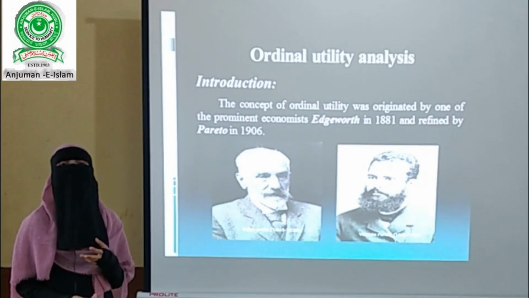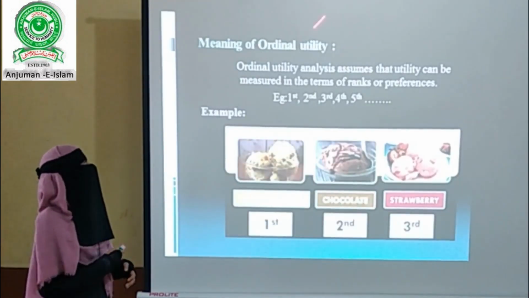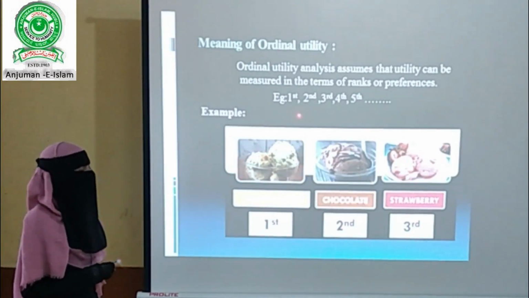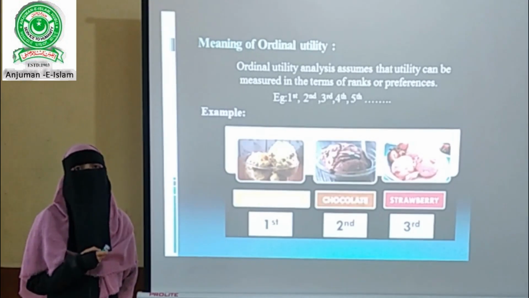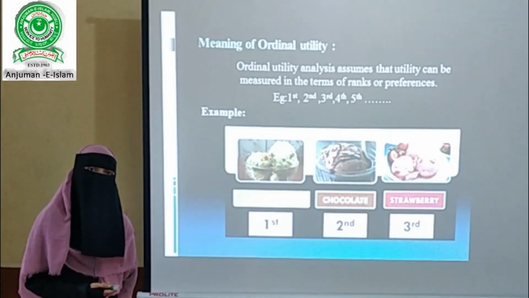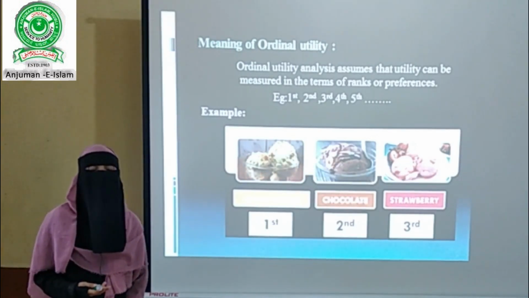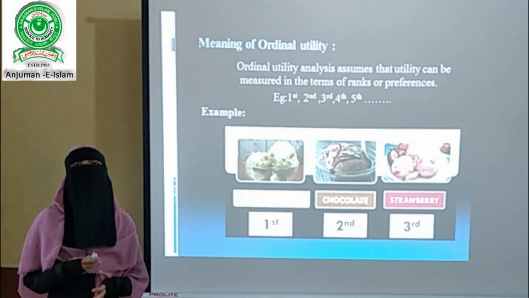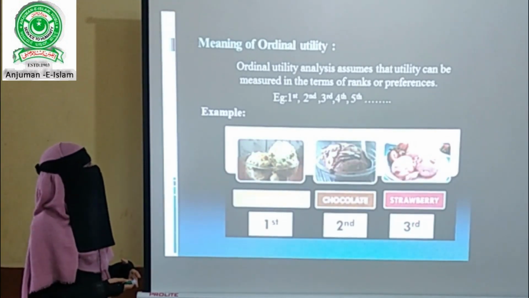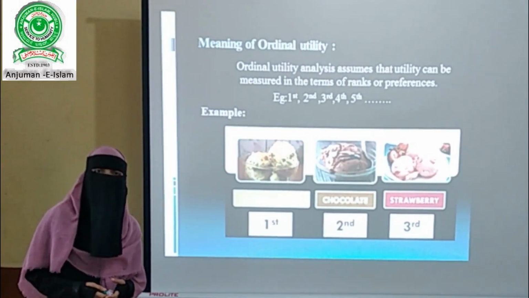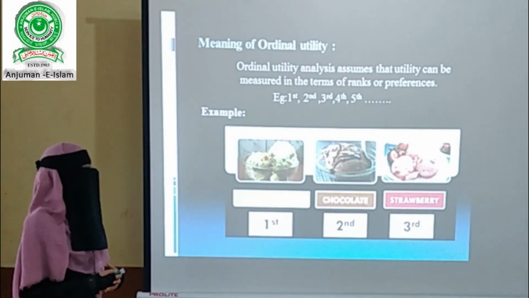So let's see the meaning of ordinal utility analysis. Ordinal utility analysis assumes that utility can be measured in the form of ranks or preferences. For example, we can say first rank, second rank, third rank, fourth rank and so on. Or we can say first preference, second preference, third preference and so on. Let's try to understand the meaning with a simple example.